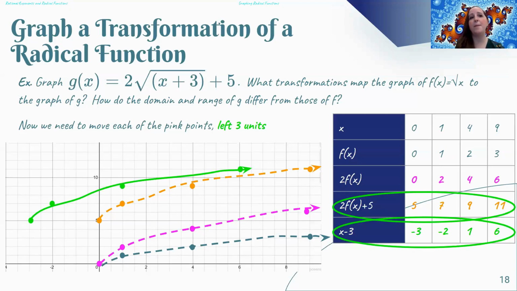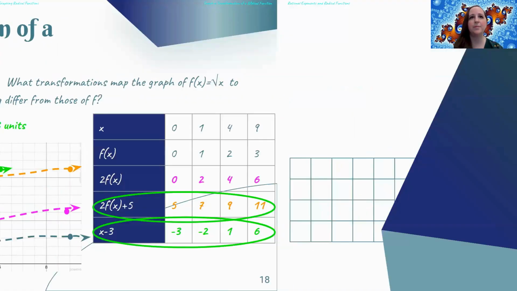Now in my original parent function, right, my domain and range were both for values greater than 0. If I'm looking at this now, my domain and range are going to change slightly because I'm not starting at 0, 0. I'm actually starting at the point of -3, 5. So that's going to change my domain and range.